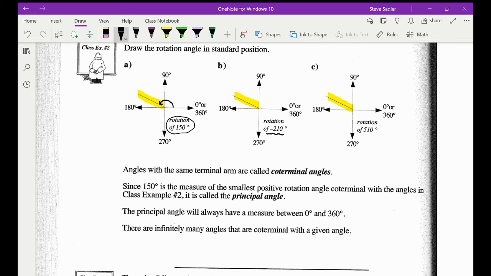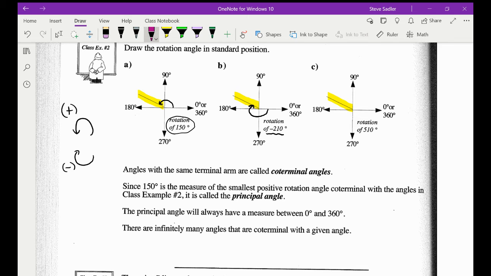So negative means we're going the other way. We're going the opposite direction. So positive angles go around counterclockwise. Negative angles go around clockwise. So it's not more than 360. So that means we're not doing a full rotation. 360 is a full rotation. So it's going to be the opposite direction and something like that.